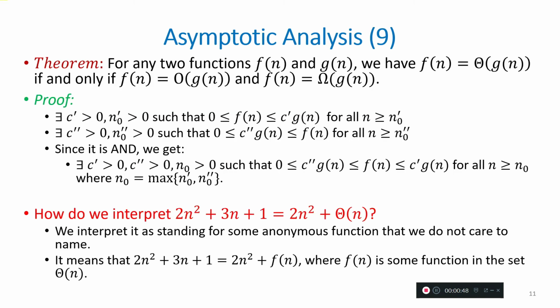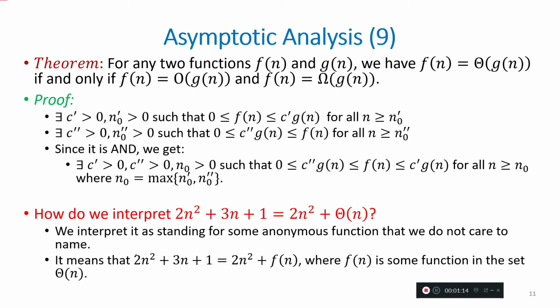Now that we know the definitions for theta, big O, and omega, there exists a very interesting theorem. It states that for any two functions f of n and g of n, we have f of n is equal to theta of g of n if and only if f of n belongs to big O g of n and f of n belongs to omega g of n.